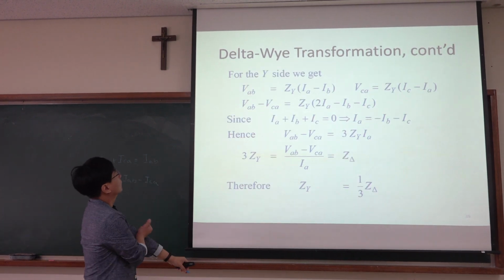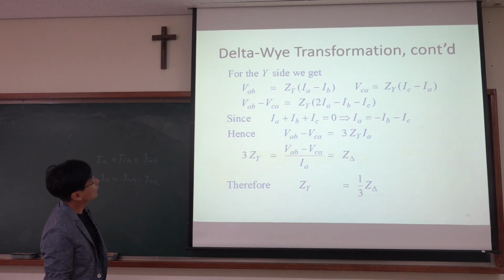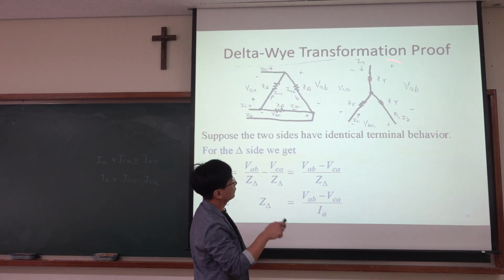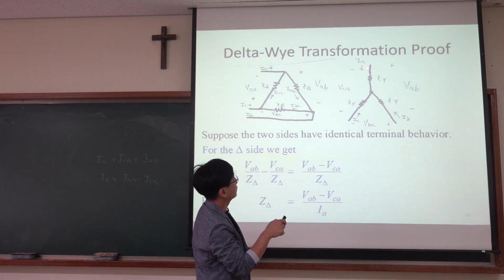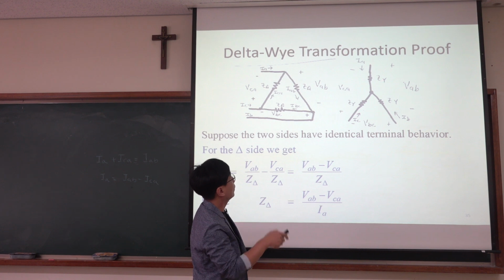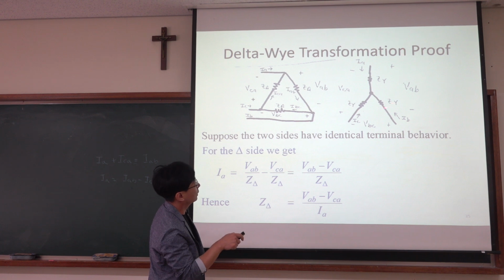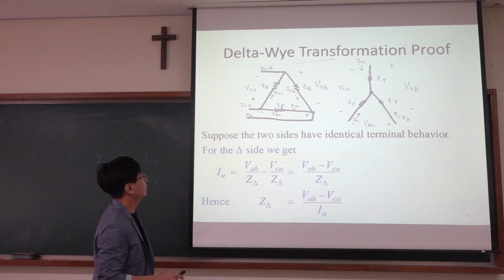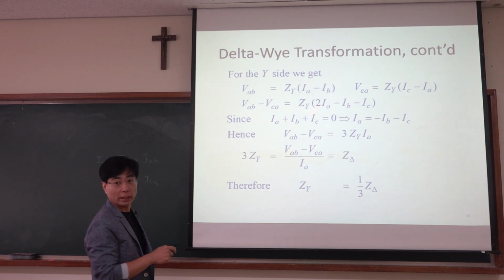And for the Y side, we get VAB is ZY times (IA minus IB). VAB, this voltage drop is the voltage drop from here and from here. So the voltage drop here is IA times ZY. That is this one. And the voltage drop here is minus IB. The direction is this way. So minus IB times ZY. So that is this part. Okay, so you see that.